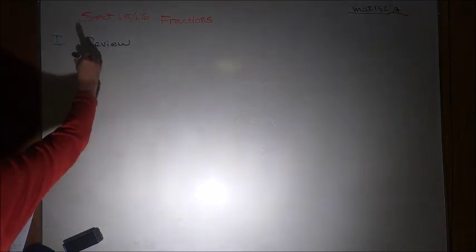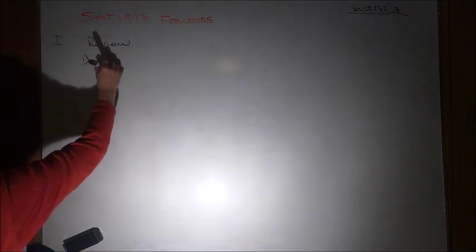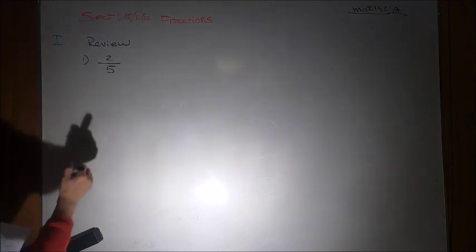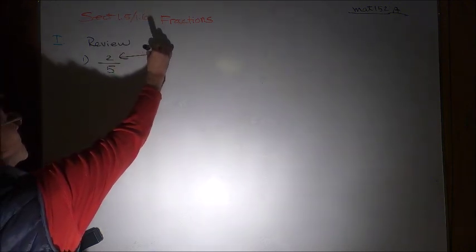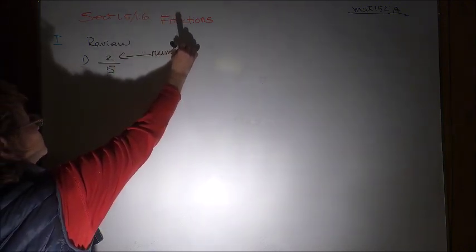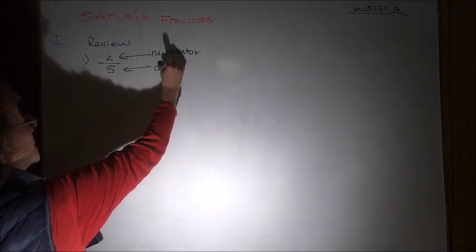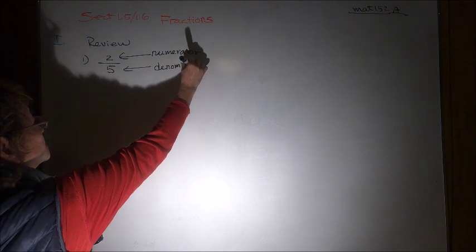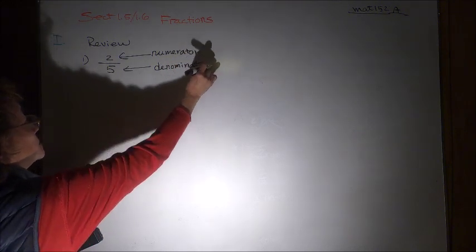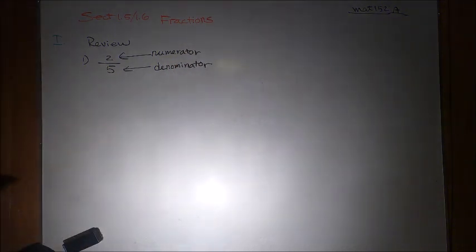So we will write a what? Like 2 over, say, 5. The top one is what? Numerator. The bottom one we'll call what? Denominator, right? Then, if I write a 2/5, it's a fraction.